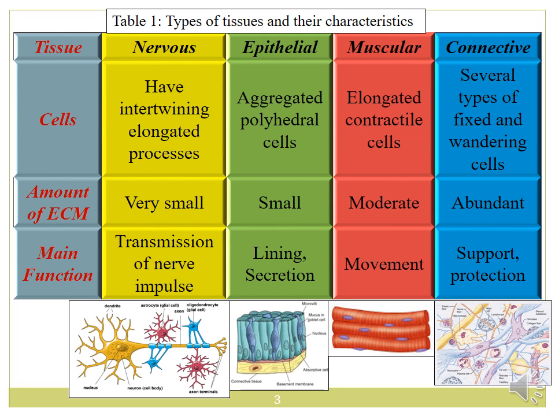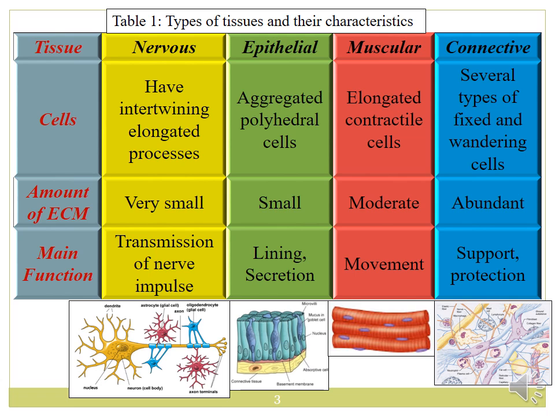So in the nervous tissue, the cells have intertwining, elongated processes. We have very small amount of extracellular matrix, and the main function here is transmission of nerve impulse. In the epithelial tissue, the cells are aggregated polyhedral cells with small amount of extracellular matrix, and the main function is lining and secretion. In the muscular tissue, we have elongated contractile cells. The cells are long, with moderate amount of extracellular matrix, and the main function is movement.